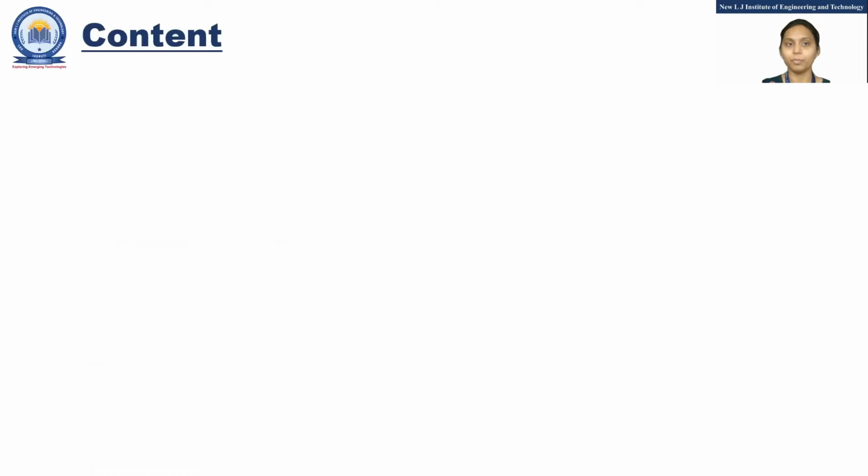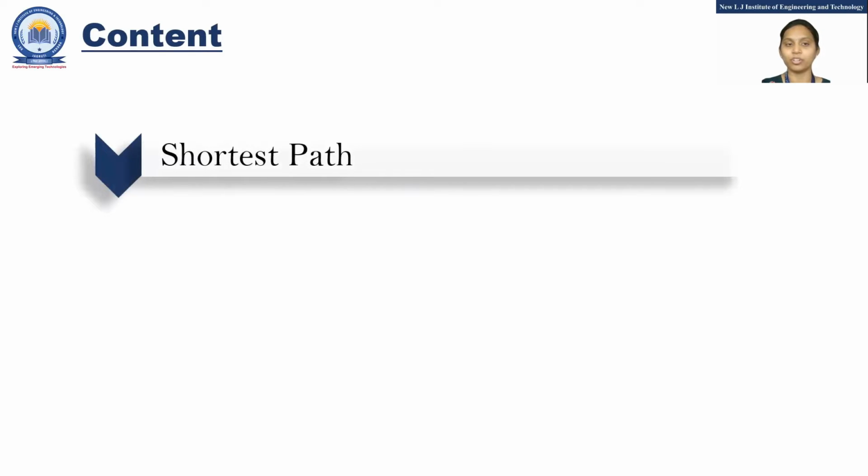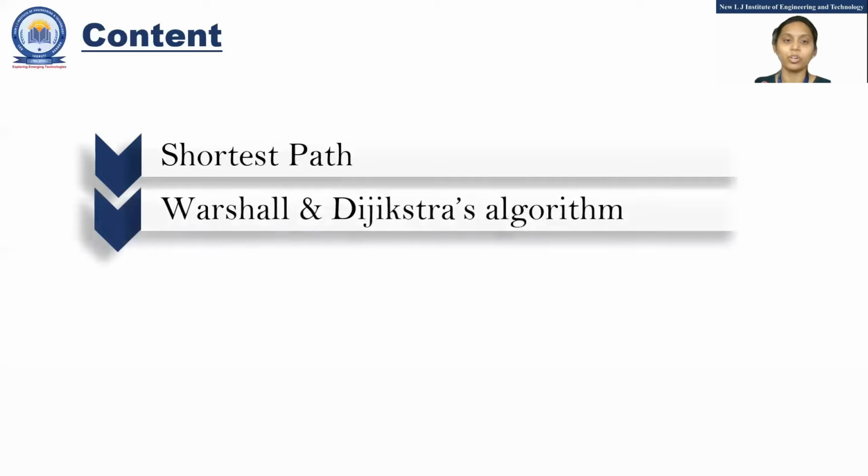Let's start with the content, that is shortest path. Whenever I say shortest path, it means if I have multiple paths, then the path which has the minimum total weight is considered the smallest, or we can say shortest. For calculation of the shortest path in a complex graph, we require an algorithm, that is Warshall and Dijkstra. So these are two algorithms from which we can find the shortest path.